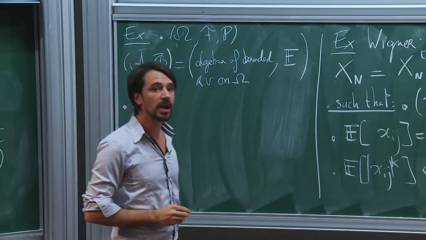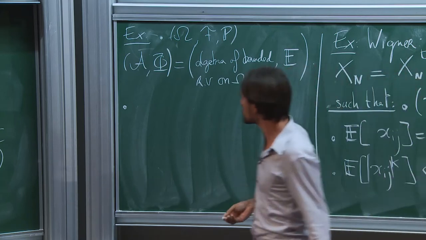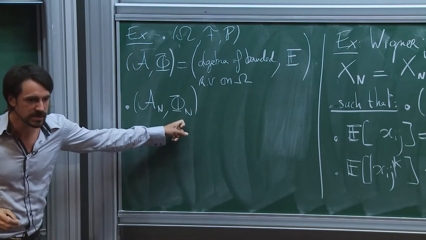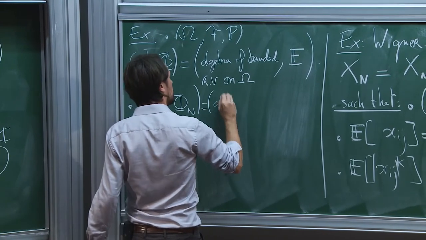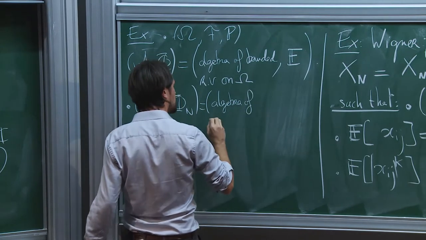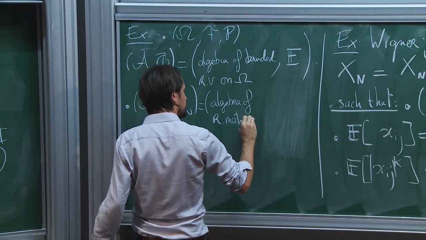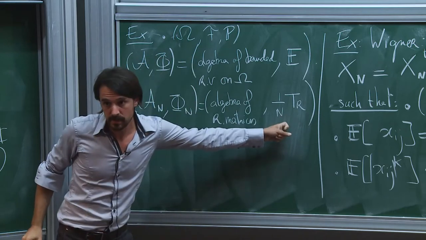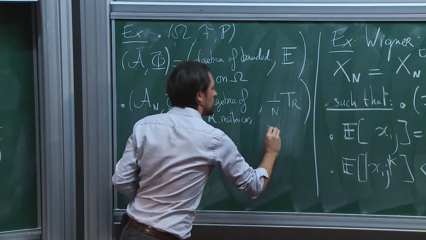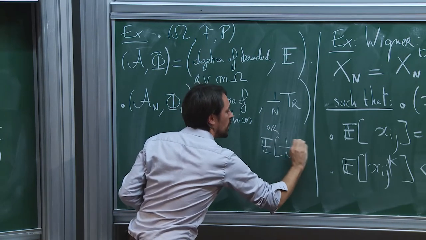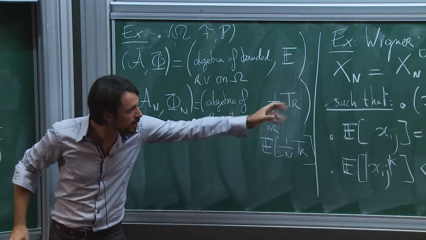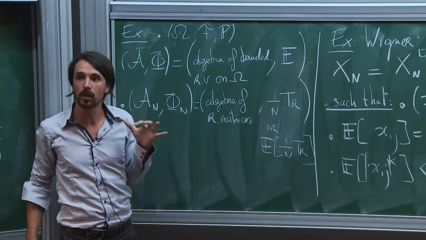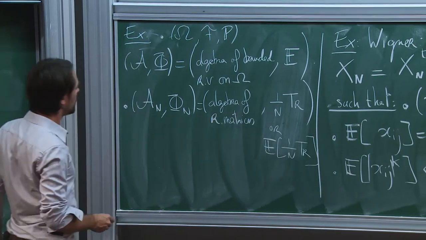What we want to do is to compute the eigenvalues of random matrices. So the next example, I put the index n to denote the size of the matrices. You take an algebra of random matrices together with 1 over n the trace. Or you can also take, possibly, the expectation of 1 over n the trace. And we will see in a few minutes that the notion of distribution in this context is encoded in the spectrum of matrices, at least for Hermitian matrices.